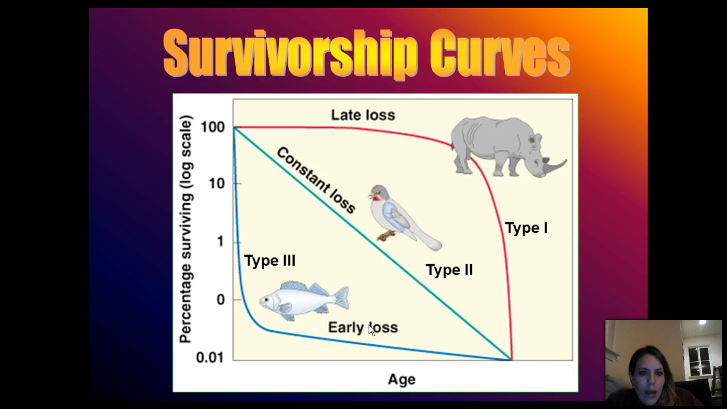And something else like this fish here, maybe this would be a salmon, for example. If they have lots of babies and most of those babies die early on, but then after that you have steady loss and they can live to be long-lived, that is called a type 3 survivorship curve. So, individual species are sometimes hard to categorize, but in general you could categorize them as an R strategist or a K strategist and a type 1, type 2, or type 3 survivorship curve.